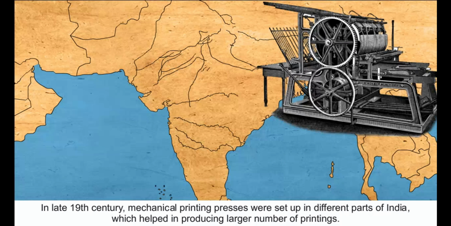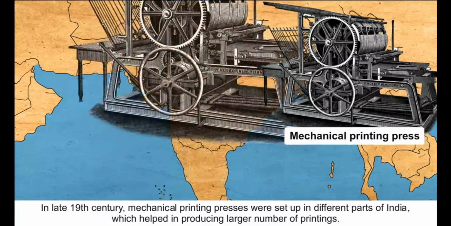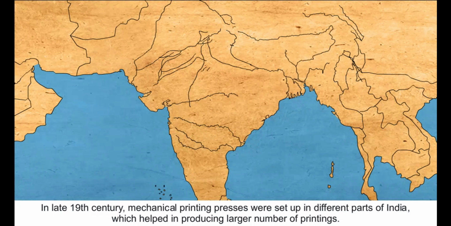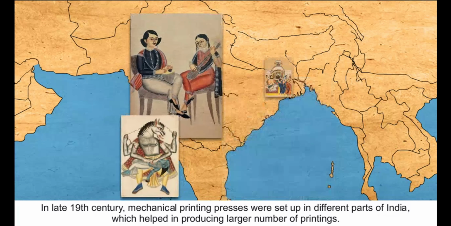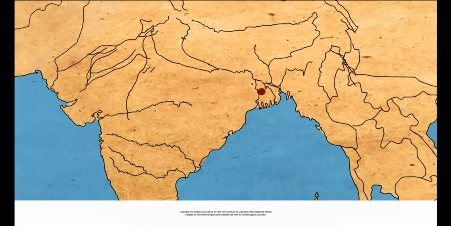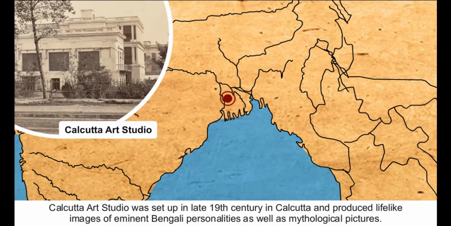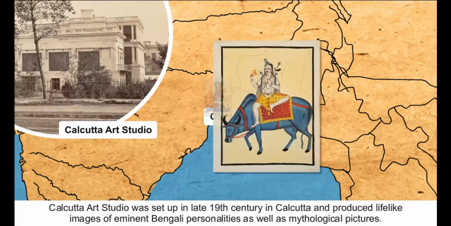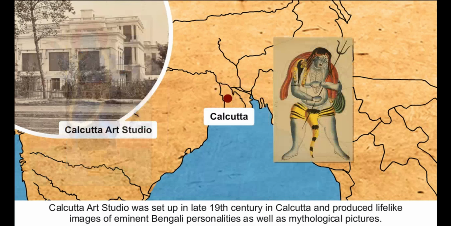In the late 19th century, mechanical printing presses were set up in different parts of India, which helped in producing a larger number of printings. Calcutta Art Studio was set up in the late 19th century in Calcutta and produced lifelike images of eminent Bengali personalities as well as mythological pictures.